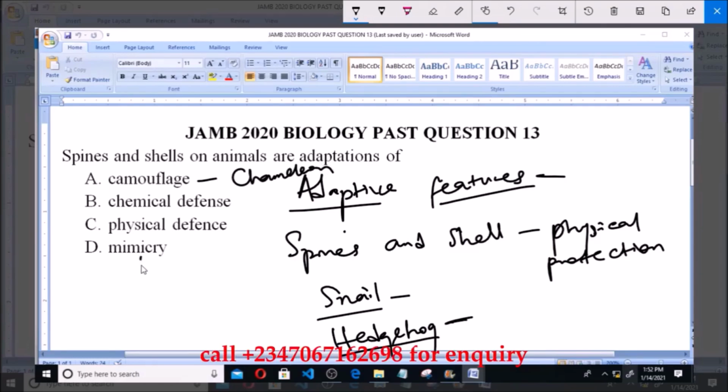Then some undergo mimicry. They pretend as if they are dead, and by doing that, the predator leaves them, thinking they are dead. A typical example is the millipede.